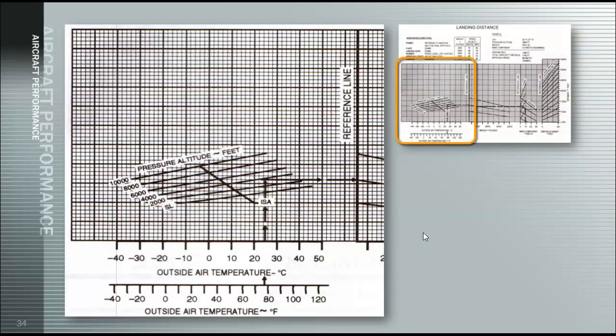Let's take a look at the landing distance chart that we looked at the first time. Add another example just to give you a better idea of how to use it. So let's use a different example, starting with an outside air temperature of about 32 degrees Celsius. And we'll draw a straight line up from there to a pressure altitude of 8,000 feet. From that point, we'll draw a straight line to the right to the next reference line.